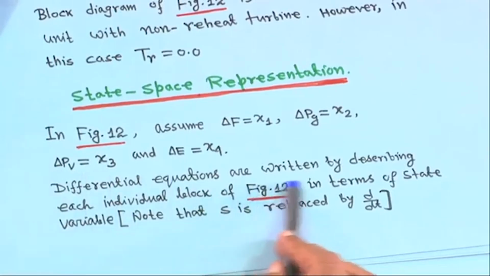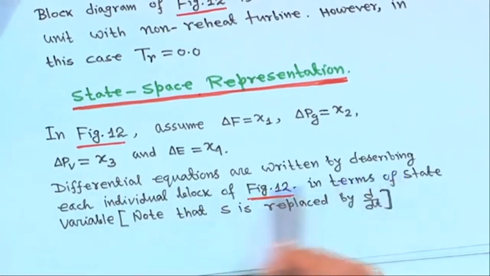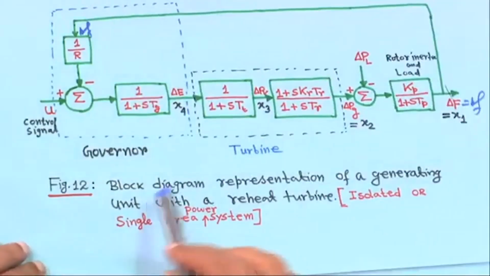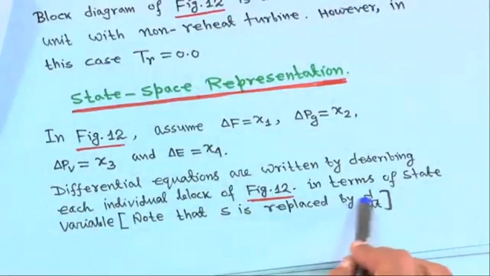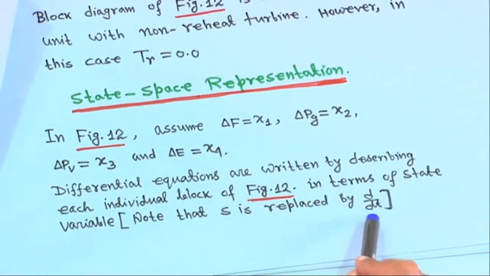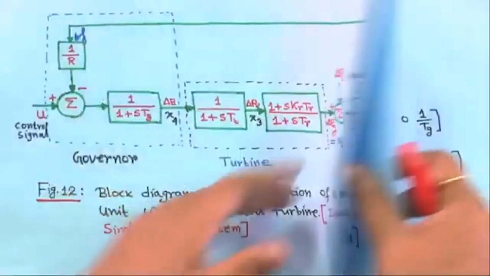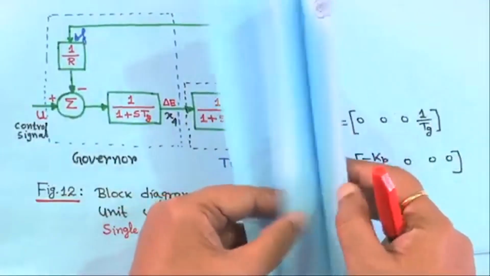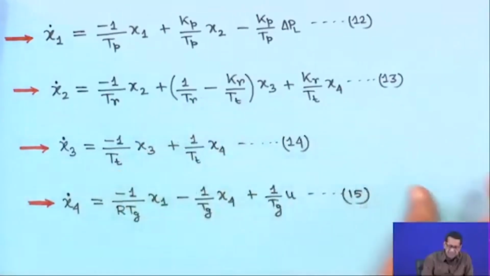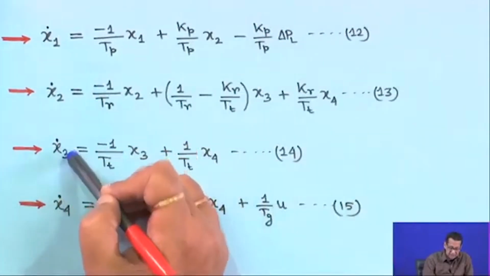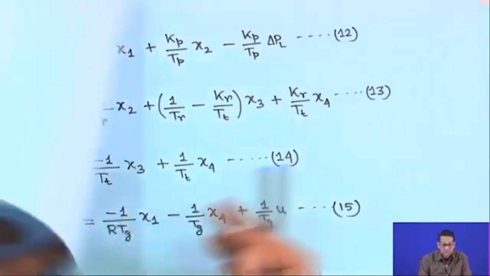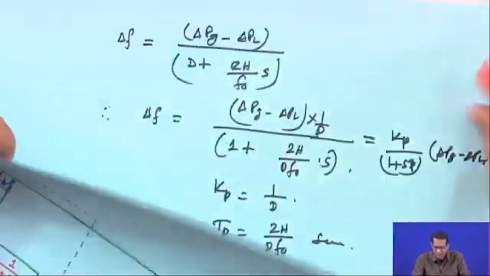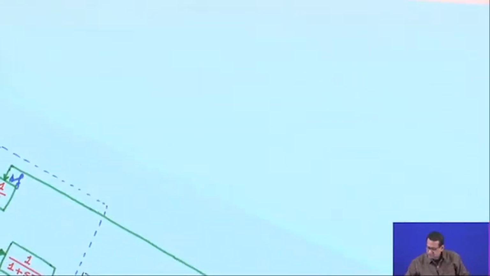Differential equations are written by describing each individual block of figure 12. In terms of state variables, note that S is replaced by d/dt because it is in a Laplace transform. So, you write all the equations x1 dot, x2 dot, x3 dot, x4 dot. I have written them here, but I am writing here for you, such that things will be understandable. Just see how we are writing.